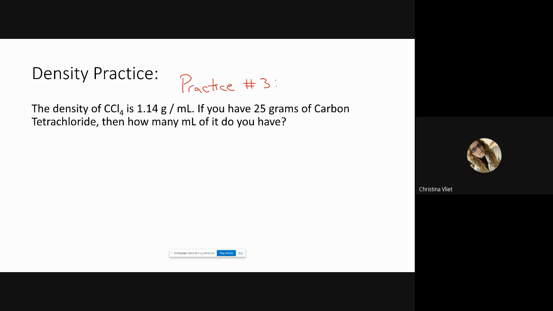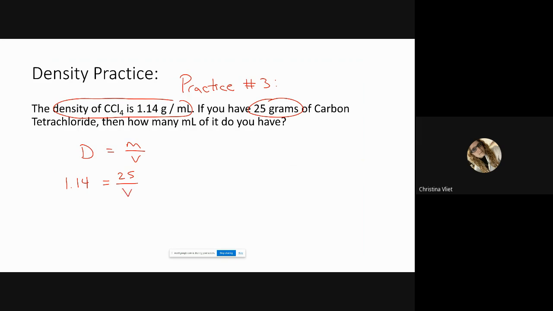So start with your formula. We know that density equals mass over volume. Now what do we have? The density and the mass. You're expected to know that grams is a mass, that you're measuring mass when you measure grams. So you would plug in 1.14 where you see density, and you would plug in 25 where you see mass, which means this time you're going to be solving for volume.